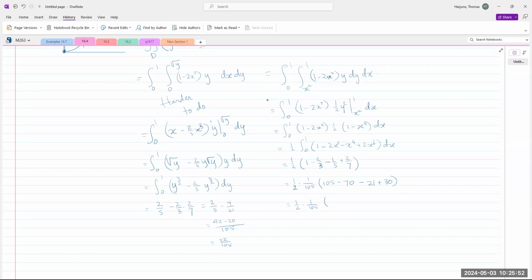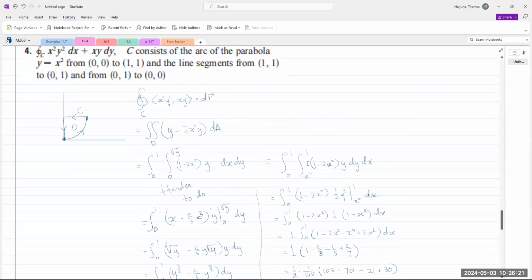What is this? 35 plus 21 plus 30. 65, 44. Oh yeah, that's the same. This is just integrating, right? So, okay, both of them happen to be doable the same way. Okay, that's for number 4. I happen to do it in 2 different ways.